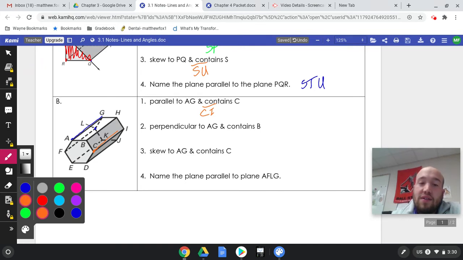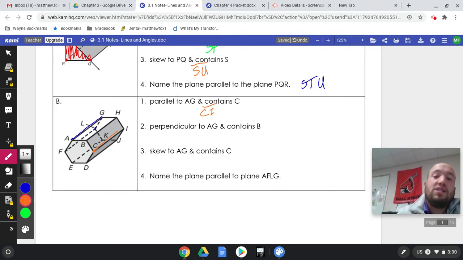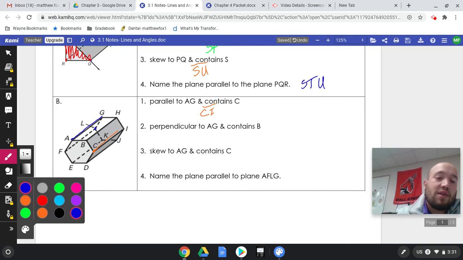So now, this next one says perpendicular to AG and contains point B. So we need it to be perpendicular to AG and contain this point here, B. So if I go over there, see that 90-degree angle is formed? That is going to be the line AB, or segment AB. Sorry, I misspoke.